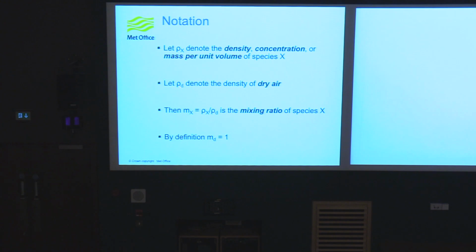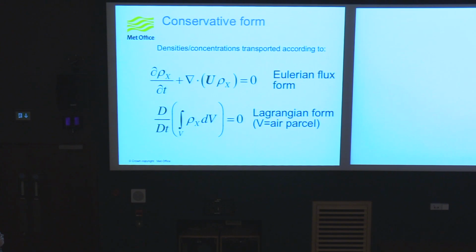In particular, D denotes the dry air, so that's the density of the dry air, and then I'm going to talk about mixing ratios, which is the ratio of the density of a species X to the density of the dry air. And by definition, the mixing ratio, therefore, of dry air is 1.